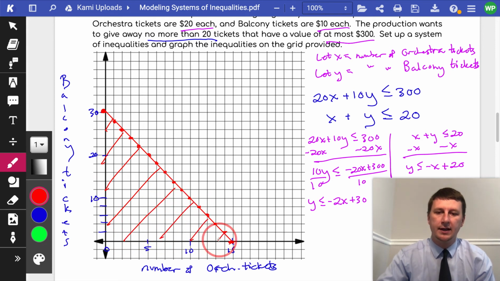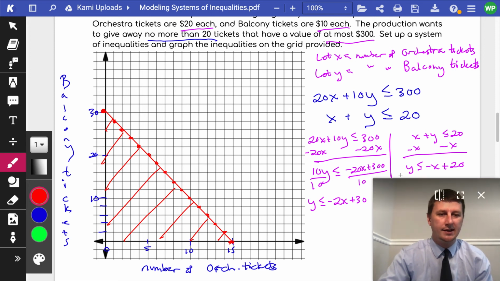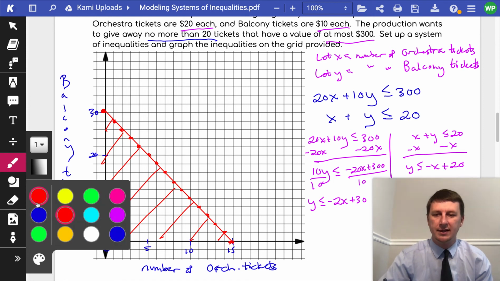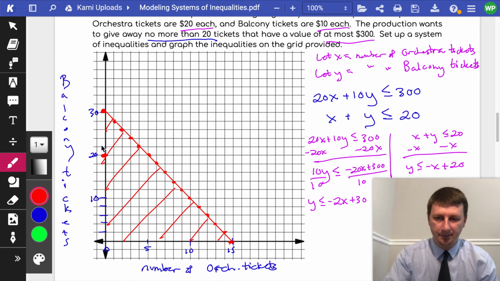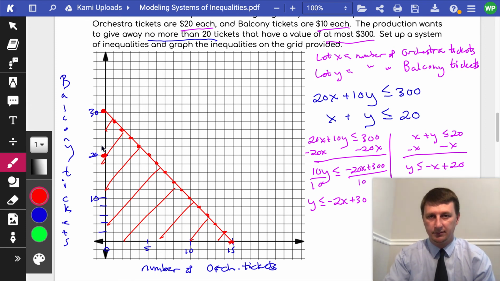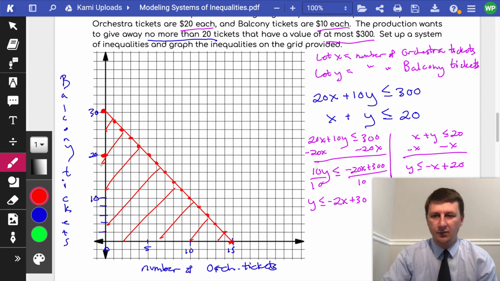Okay, now that we have that first inequality graphed, we want to graph that second one that says y is less than or equal to negative x plus 20. So this one's going to have a y-intercept of 20, and it has a slope of negative 1. But remember, the slope is going down 1 over 1. But if we go down 1, we're really going down 2.